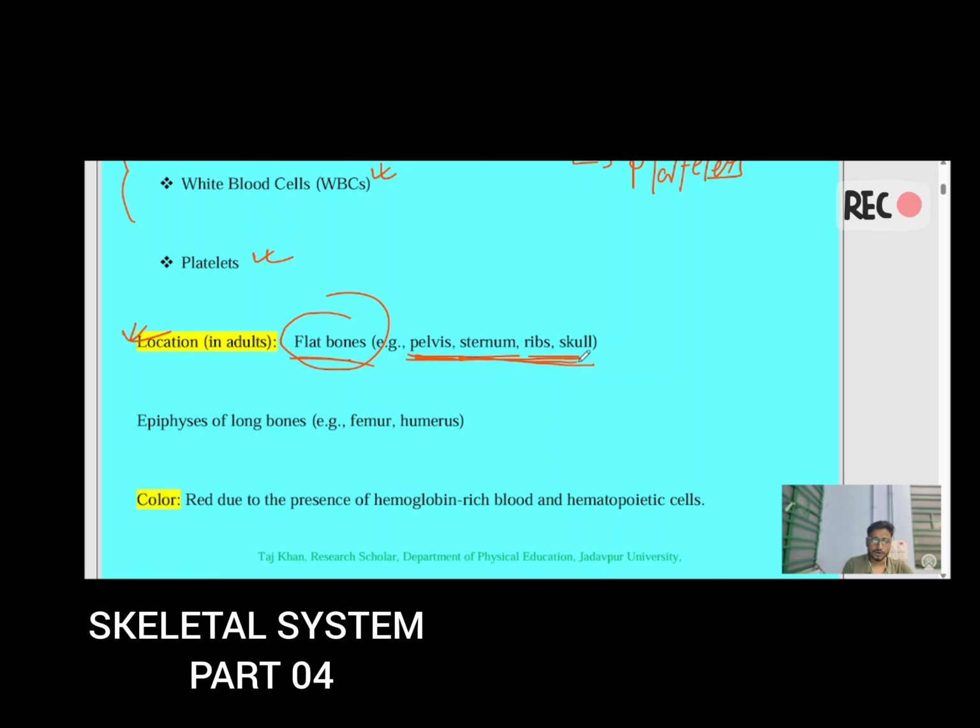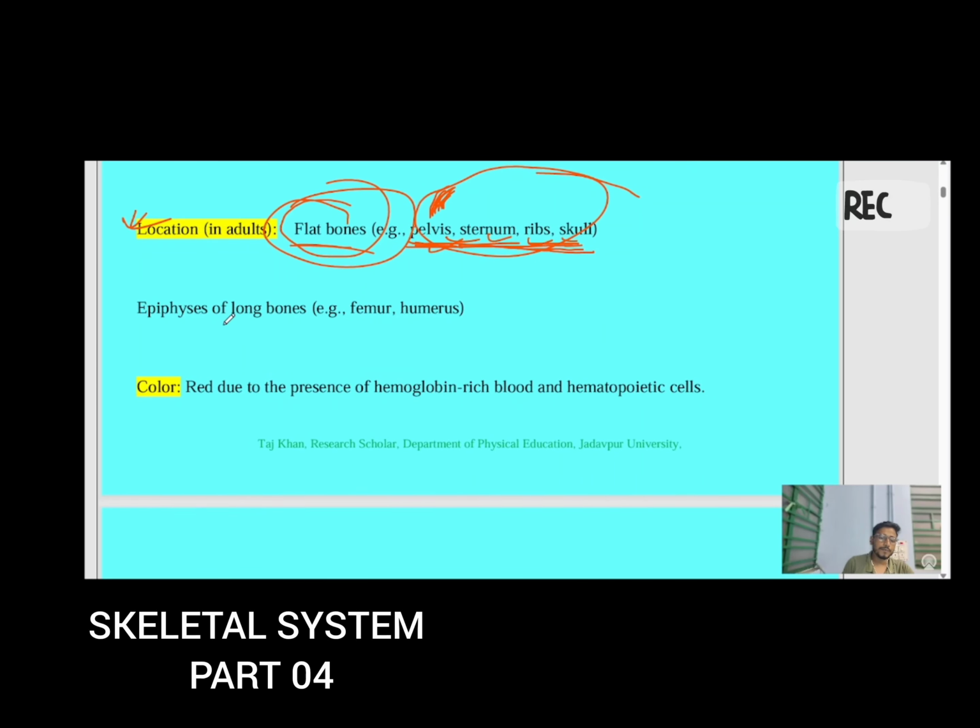That is an important thing you might find in various competitive examinations. Where is red bone marrow found? You can get options like pelvis, sternum, ribs, skull, and so on. You have to go through these. Red bone marrow is found in flat bones, the pelvis, sternum, ribs, and skull, and also in the epiphysis of the long bones, the femur and humerus. And what is the color?